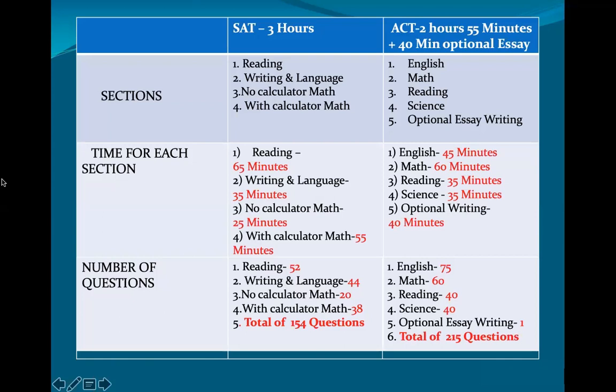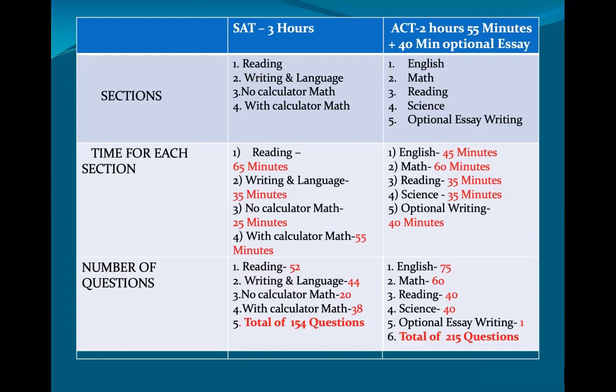Now these are the sections, the time, and the number of questions in ACT and SAT. The ACT lasts for 2 hours 55 minutes plus a 40-minute optional essay, and the SAT lasts for 3 hours. The SAT has 4 sections: reading, writing and language, math without calculator, and math with calculator. However, ACT has 5 sections. It has English, math, reading, science, and an optional essay. So you can do it if you want, or you can skip it.